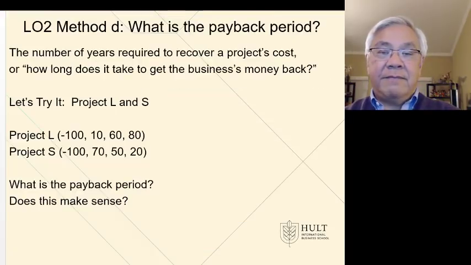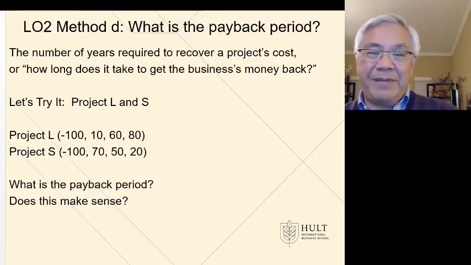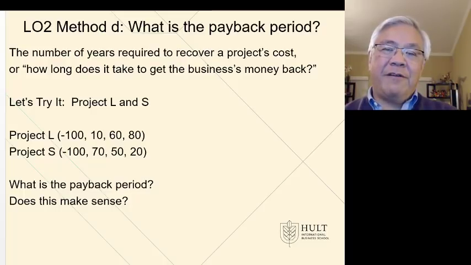Next, we'll look at some simplistic, maybe crude methods, but again, very intuitive to people that are not finance people. And this one simply answers the question, how many years are going to be required for us to get back our money? That's as simple.